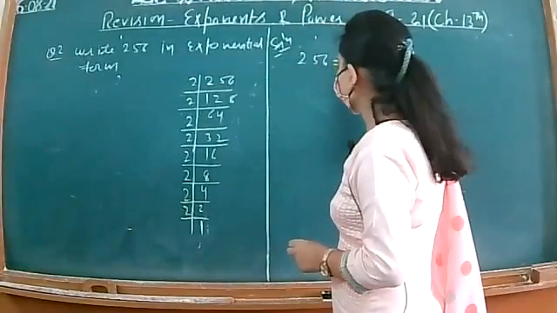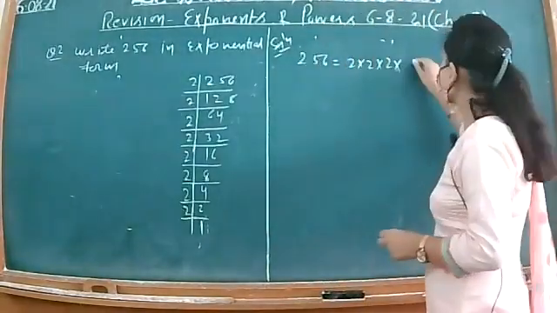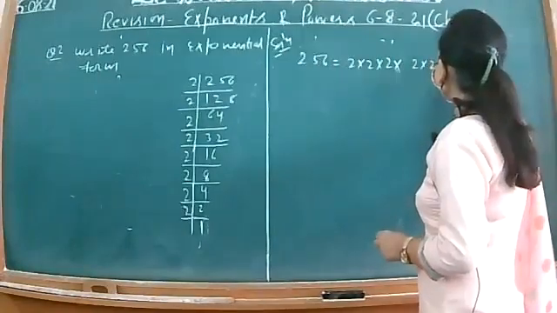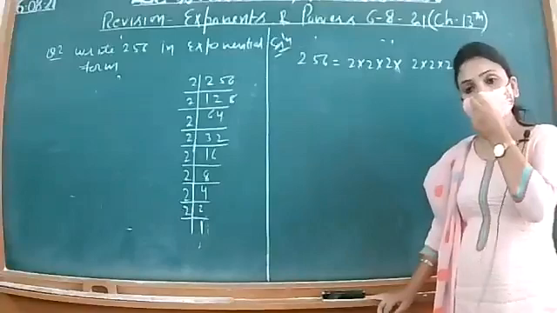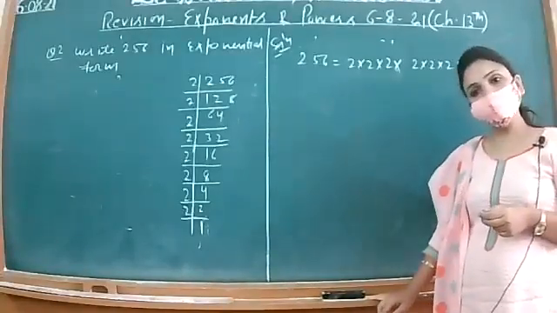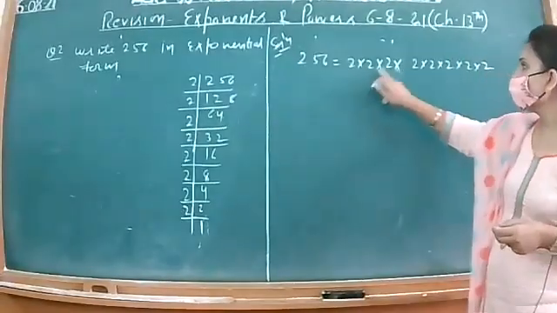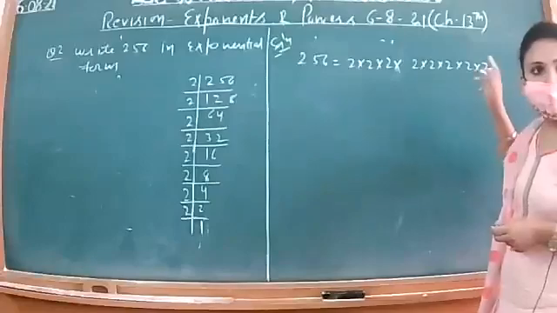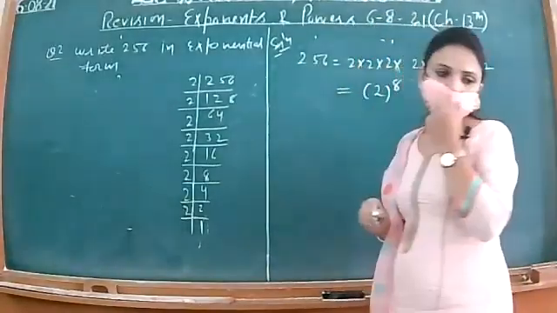256 is equal to 2 into 2 into 2 into 2 into 2 into 2 into 2 into 2. So in the LCM, the same number is repeated. Which number is repeated? 2 is repeated. How many times? 8 times. Count it: 1, 2, 3, 4, 5, 6, 7, 8. So what will be the exponential form? 2 raised to power 8.